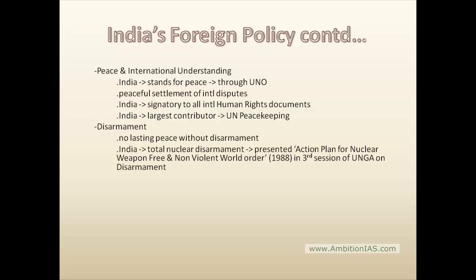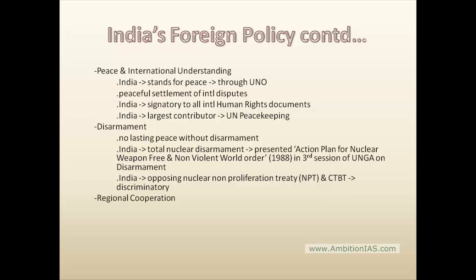India vouched for total nuclear disarmament, and it presented the action plan for a nuclear weapon free and non-violent world order in the third session of the United Nations General Assembly on disarmament in 1998. India vehemently opposes the Nuclear Non-Proliferation Treaty, or the NPT, and the Comprehensive Test Ban Treaty, or the CTBT, as it claims them to be discriminatory. The sixth feature of the Indian foreign policy is regional cooperation.